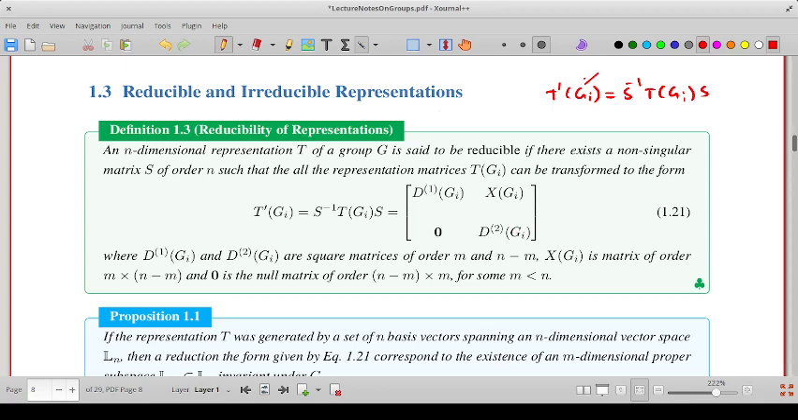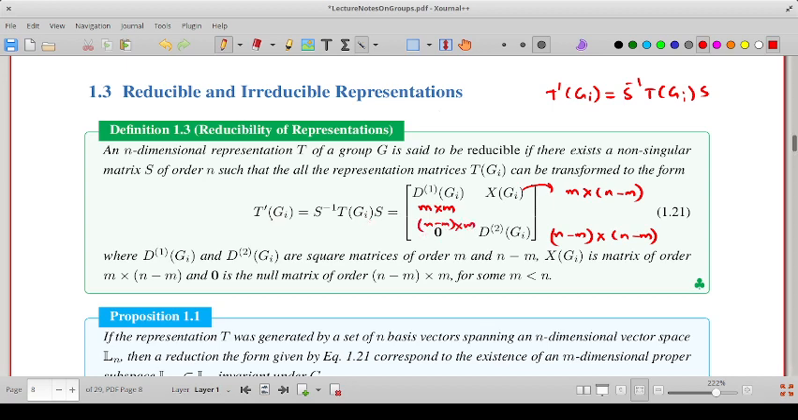And if this is true for all Gi, and all matrices T'(Gi) have the same form, with D1 having order m by m, and since the order of T' is n by n, this block should have m rows and n minus m columns, and therefore X should have order m by n minus m. Since we have already covered m rows here, the order of D2 should be n minus m by n minus m, and obviously this block of zero elements should be of the order n minus m by m.